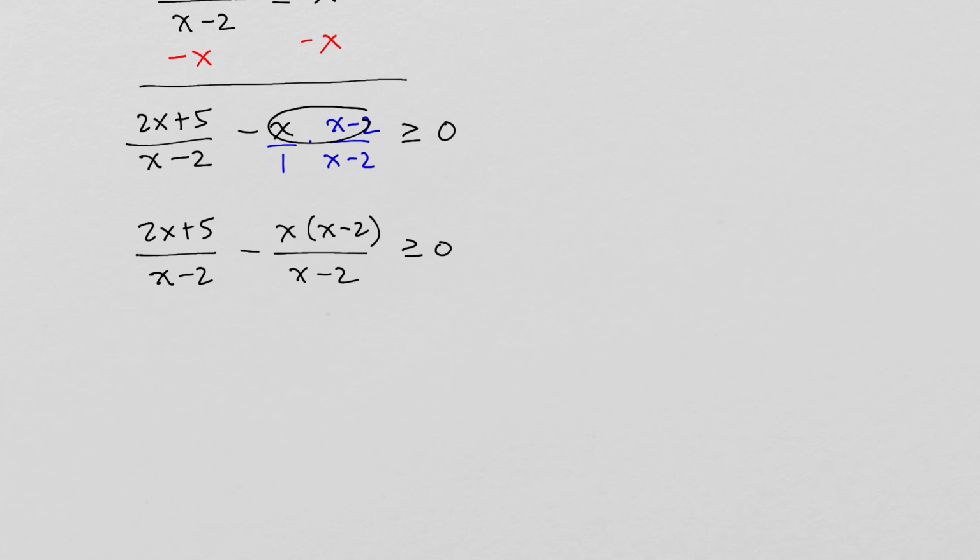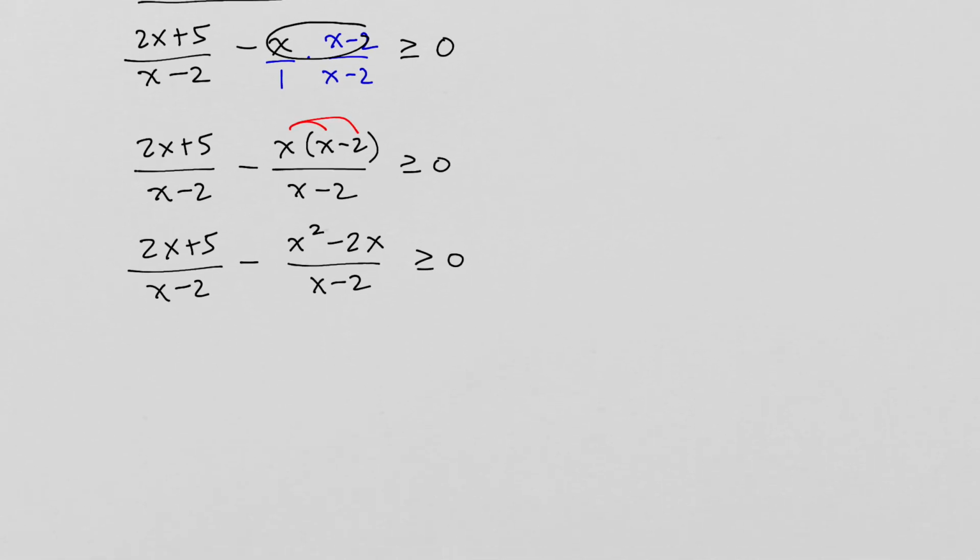And so this is what we have. Now we're going to simplify here. We're going to distribute the x there. So we have 2x plus 5 over x minus 2 minus, and then x times x is x squared, and x times negative 2 is negative 2x.